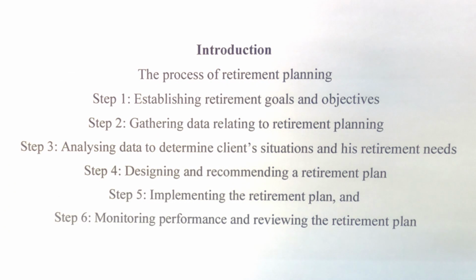This is the process of retirement planning, and it comprises 6 steps. Number 1 is establishing retirement goals and objectives. Step 2 is gathering data relating to retirement planning. Step 3 is analyzing data to determine the client's situation and retirement needs. Step 4 is designing and recommending a retirement plan. Step 5, we're going to look at implementing the retirement plan. And step 6 is monitoring performance and reviewing the retirement plan. We're going to look at all of these steps in detail in the later part of this video.